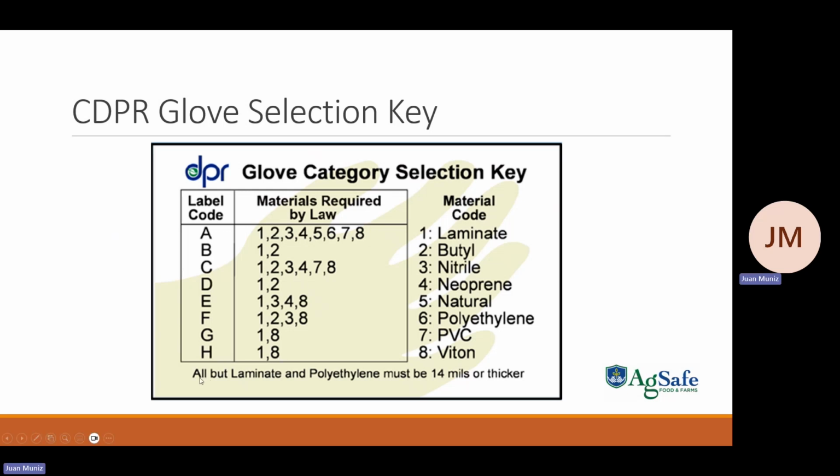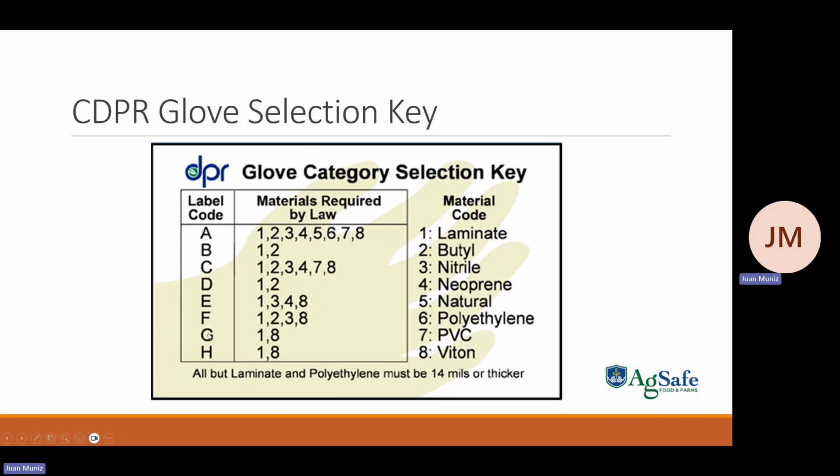If you look at the note below, it says all but laminate and polyethylene must be 14 mils or thicker. So that means that if you had a category that allowed all of these categories, then you could use any of these that were 14 mils or thicker, with the exception of laminate or polyethylene, which would not require them to be 14 mils. As long as they're made from those materials, they would be acceptable.